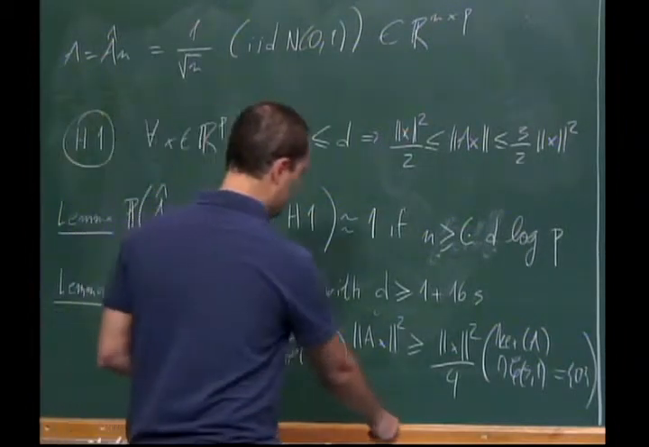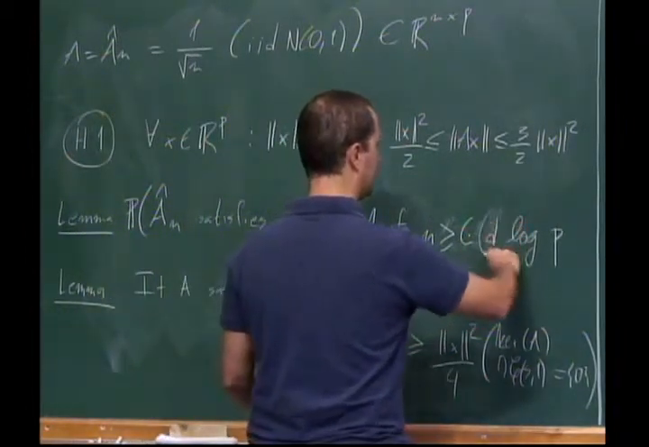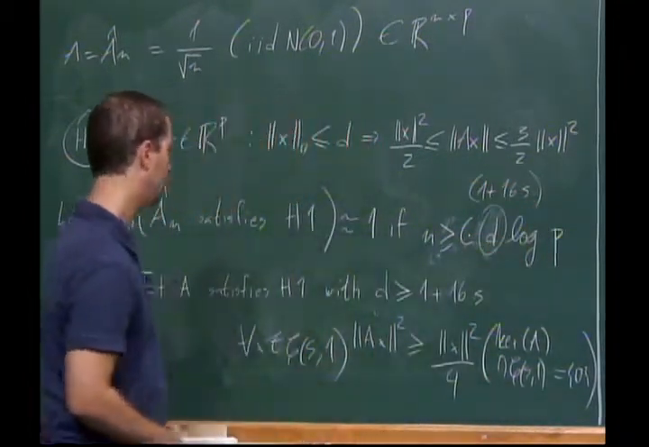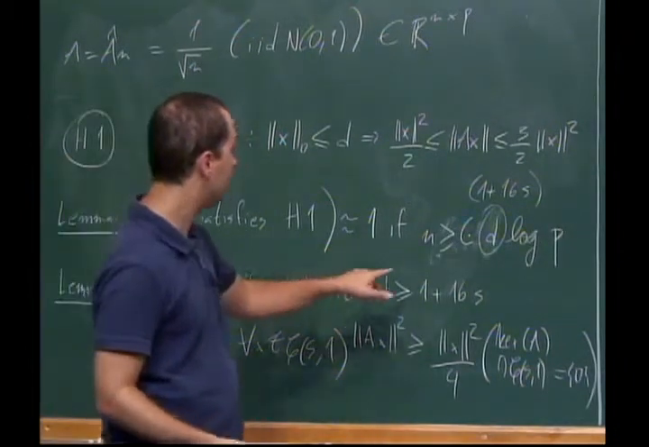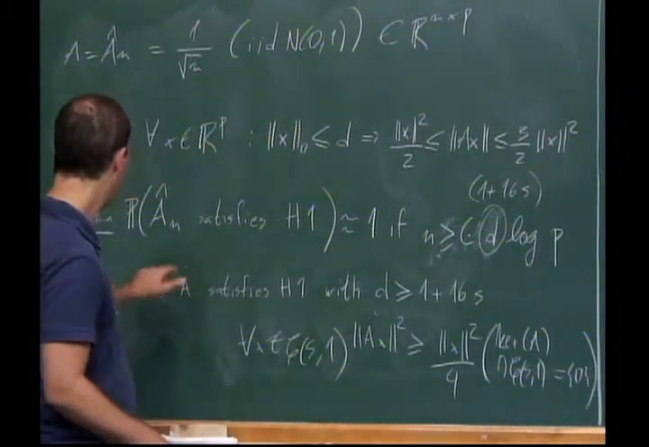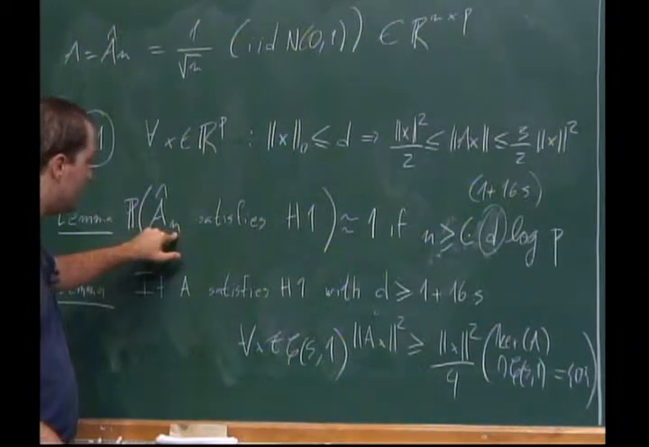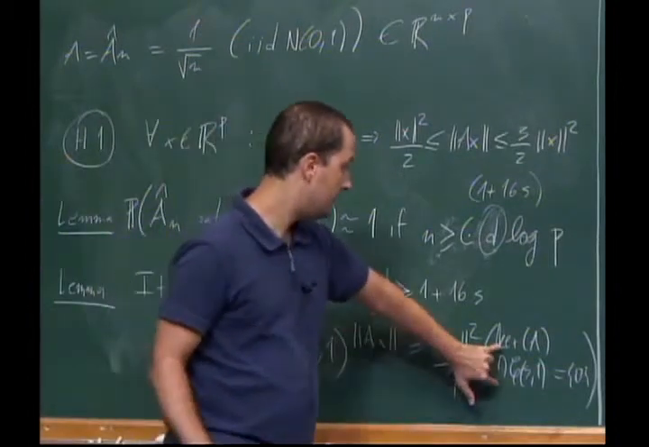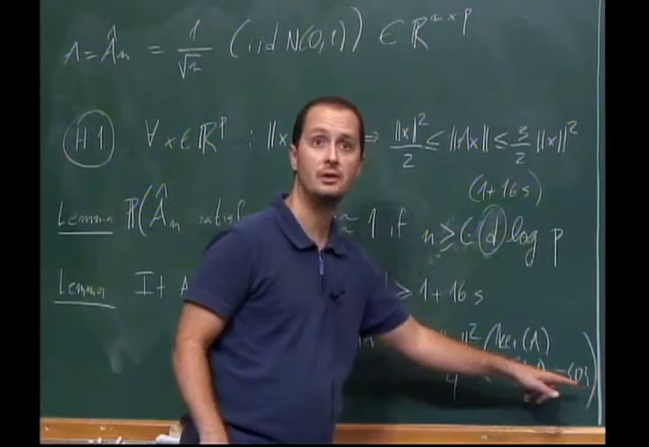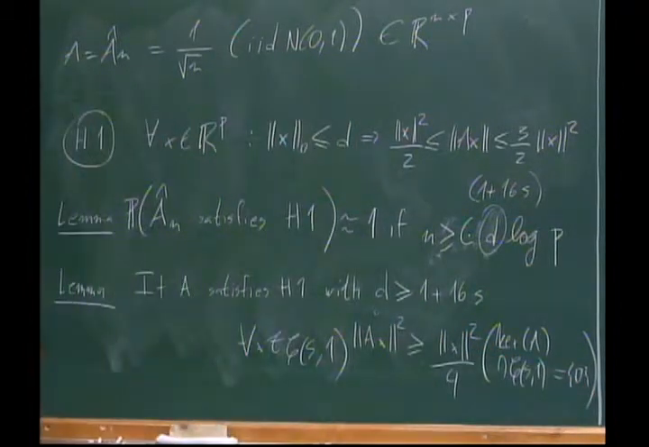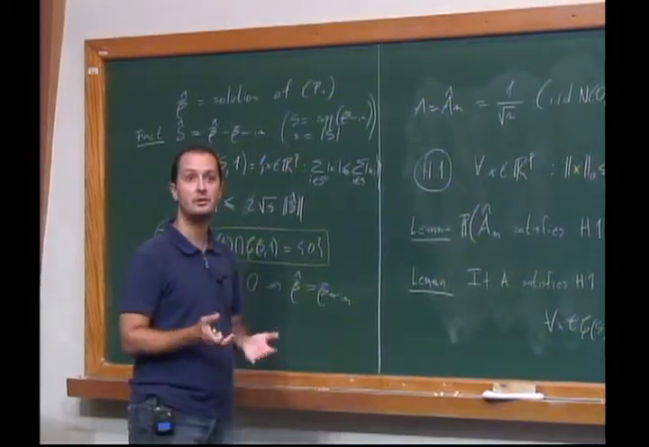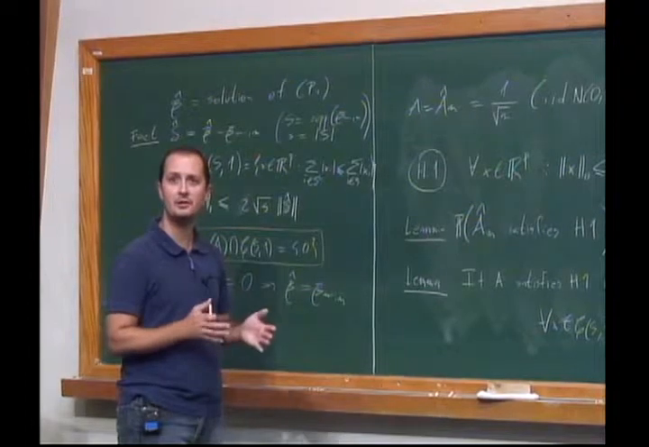So here, if you want to take this d here, you should take this to be 1 plus 16 times s. So these two lemmas together they imply the following. Well, if you take n larger than this, then with high probability, your matrix A hat n will be such that the kernel of it, intersection CS1, is just the 0 vector. Therefore, we know that the P1 problem is only going to have one solution, which is the vector you wanted to find. Is this clear? I mean, is the logic clear here, the implications?